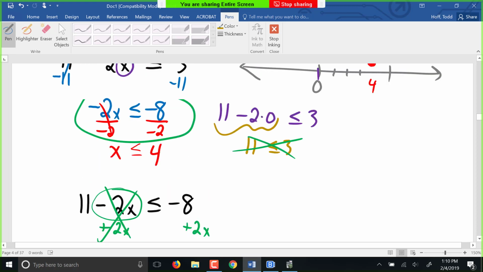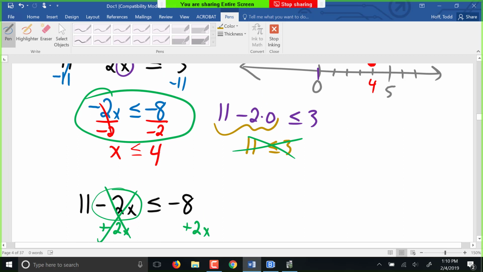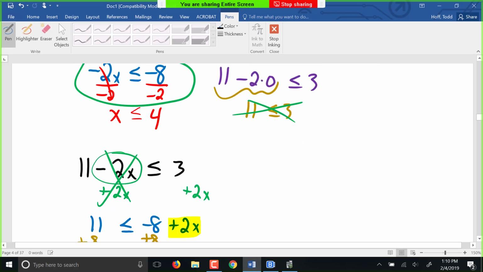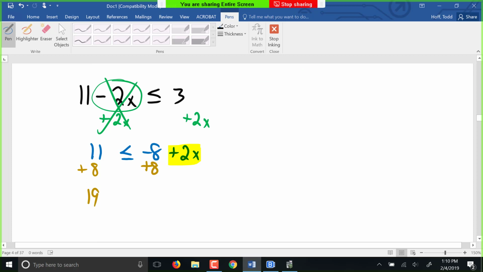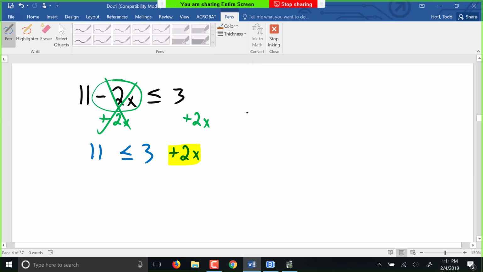Did I copy that down the same? That should be a 3, not an 8, shouldn't it? Wow. Let me change that. This was a 3, not an 8. This should be a 3. So it should be 11 is less than or equal to 3 plus 2x. I'll pause for a second and let you fix my mistake in your notes.